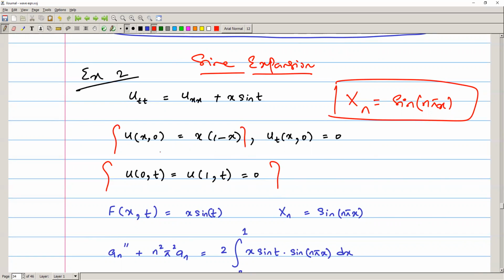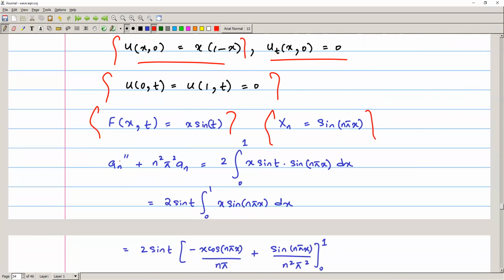The initial conditions are given. One of the conditions is 0, therefore the problem is pretty simple. Now the function of x, t is x sine t. The eigenfunction is sine n pi x. Therefore, we will use a_n double prime plus n squared pi squared a_n. No a naught, because this is a sine expansion. a naught is only for cosine expansion, because in a sine expansion we only have the summation of a_n(t) times sine n pi x, where n goes from 1 to infinity.